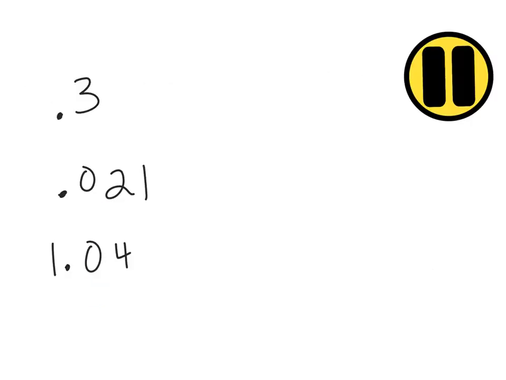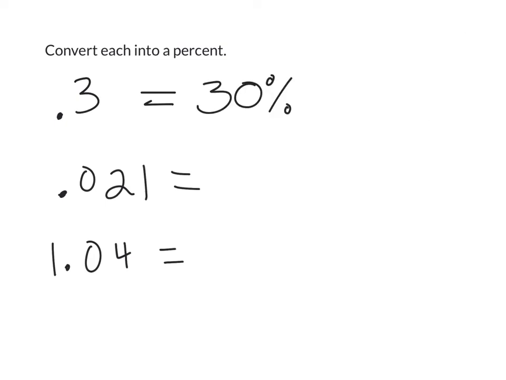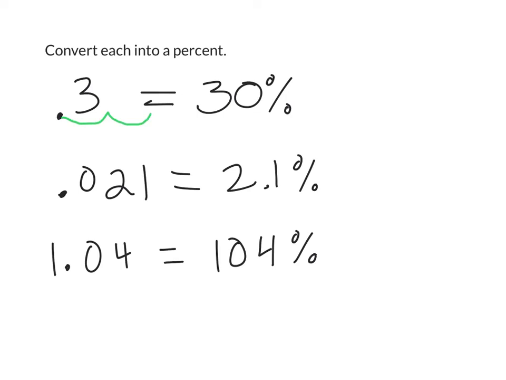Okay, I want you to pause now and I want you to try and convert each of these decimals into a percent. Do it now. Okay, for the first one, you should have had 30%. The second one would be 2.1%. And the third one would be more than 100. It'd be 104%. Remember that each time we just need to move that decimal space 2 spots, adding in a 0 if needed.